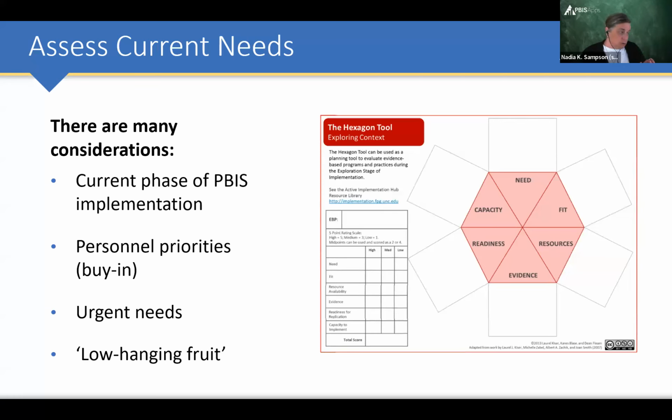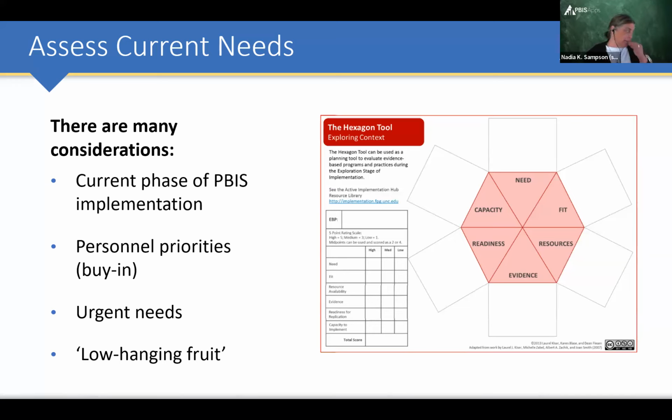But there's a really cool tool, and you can get this tool at implementation.fpg.unc.edu. I think it might also be on PBIS Apps, but it helps you organize or frame what is going on for your district or school. What do we need right now? What are our priorities, personnel-wise, district-wide, school-wide? What is it that we feel like we need to focus on right now? Where should we put our efforts?